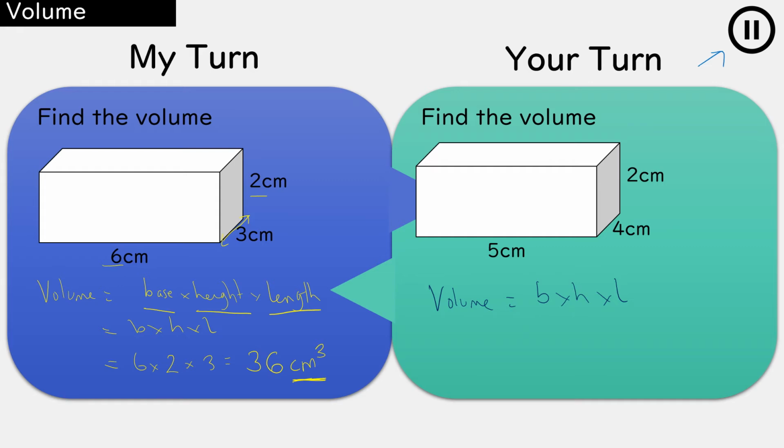So we know that the base is 5, the height is 2, and the length that it goes backwards is 4. 5 times 2 is 10, times by 4 is 40. Let's not forget the units. Centimeters cubed. Well done if you've got that one.